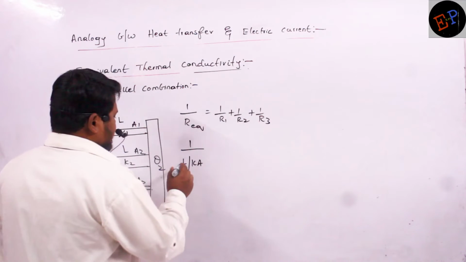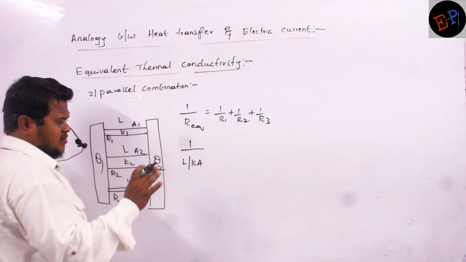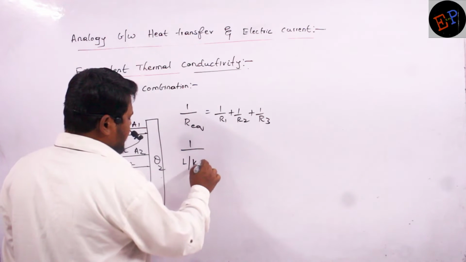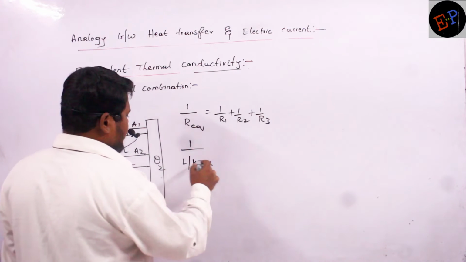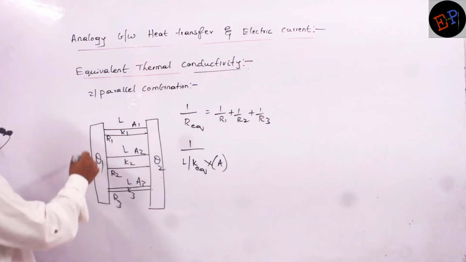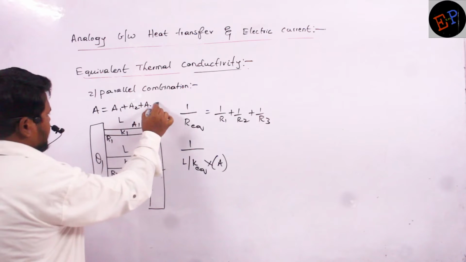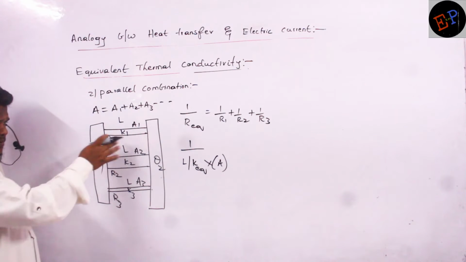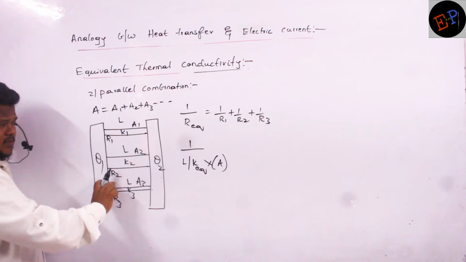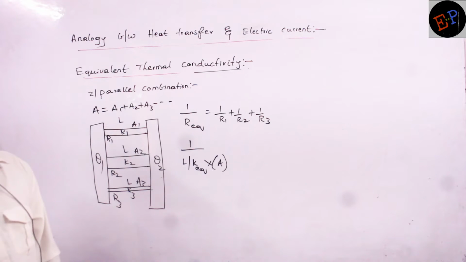The length is the same throughout the cross sections. Instead of K, I have to write K equivalent. And for the area of cross section, I write the total area A. What is meant by A here? A can be written as A1 plus A2 plus A3, and it goes on like this. Heat is flowing through this cross section, this cross section, and this cross section. So the total area of cross section is A1, A2, A3, and if there are many rods, A4, A5, like this we can write.